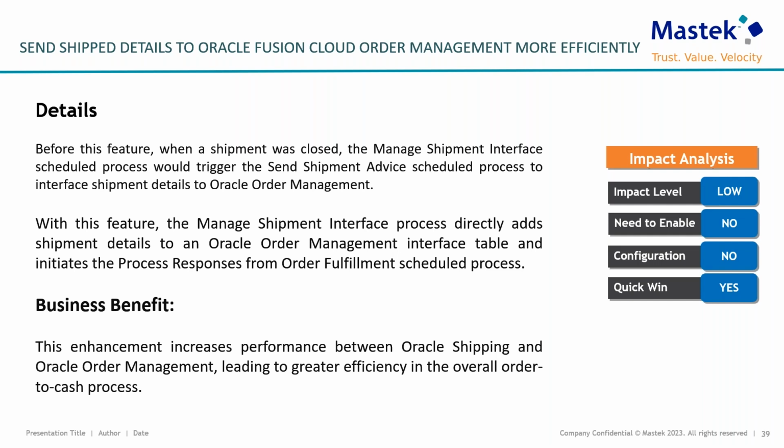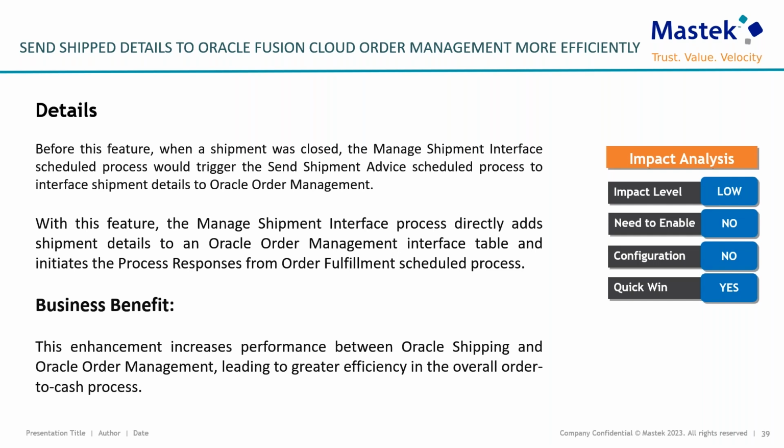Now moving to the next one, which is send ship details to Oracle Fusion Cloud Order Management more efficiently. Updating the sales orders with the details of what shipped is an integral part of the overall fulfillment process, especially true for partially fulfilled orders or high volume environments, to ensure proper supply management.